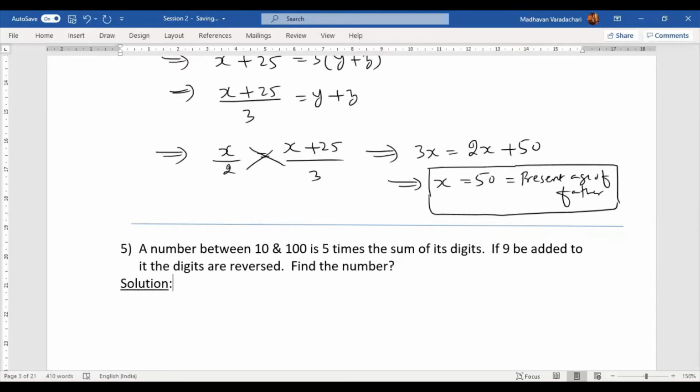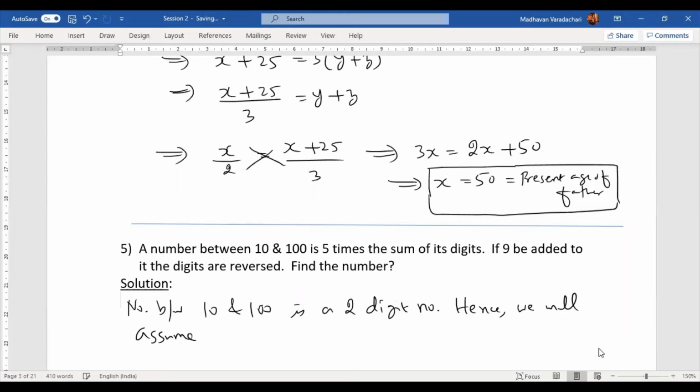Right. The next question. A number between 10 and 100. I can immediately say a number between 10 and 100 is a two-digit number. Hence, we will assume the same as 10x plus y.